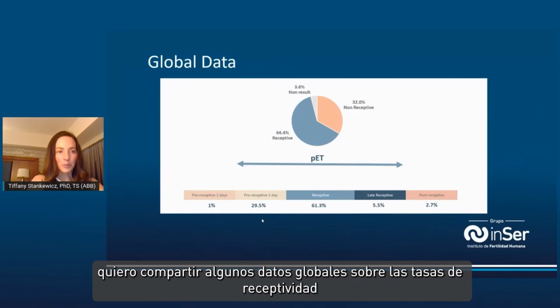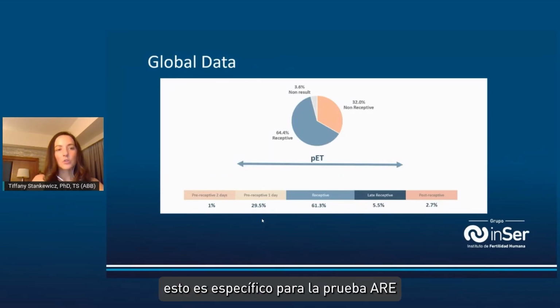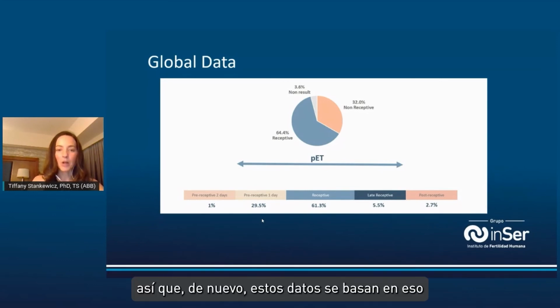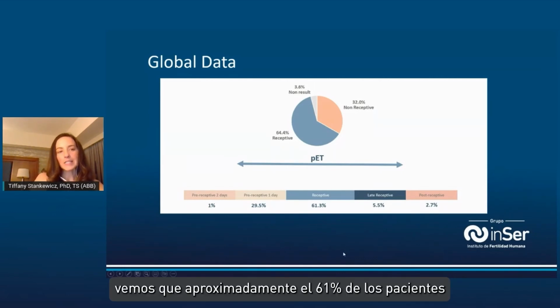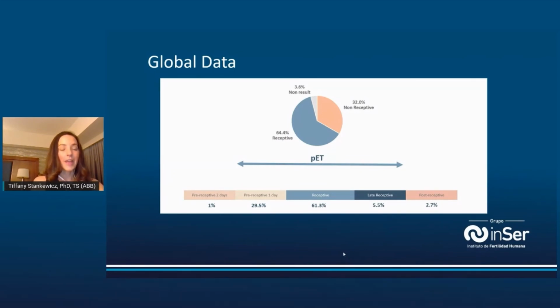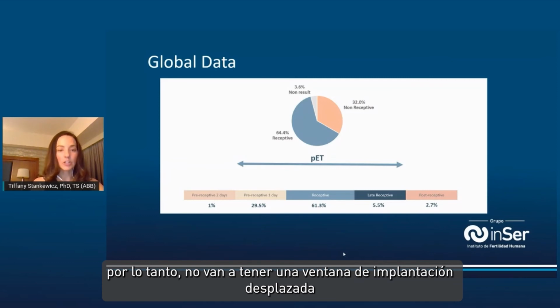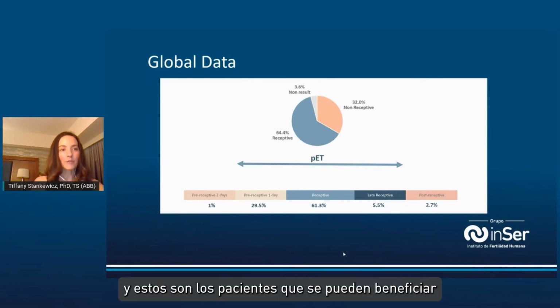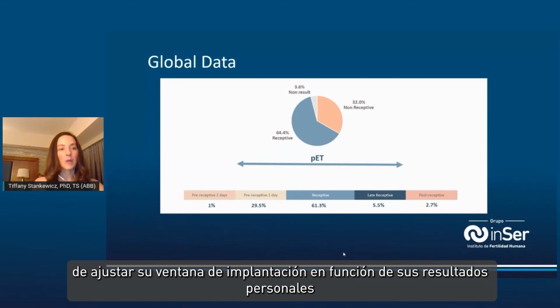Now, I do want to share some global data regarding receptivity rates. So this is specific to the ERA test, for which the major indication is patients with recurrent implantation failure. So again, this data is based upon that. We see that approximately 61% of patients are going to be receptive at the expected time of transfer. Hence, they are not going to have a displaced window of implantation. However, about 32% of patients are going to be non-receptive. And these are the patients that can benefit from adjusting their window of implantation based upon their personal results.